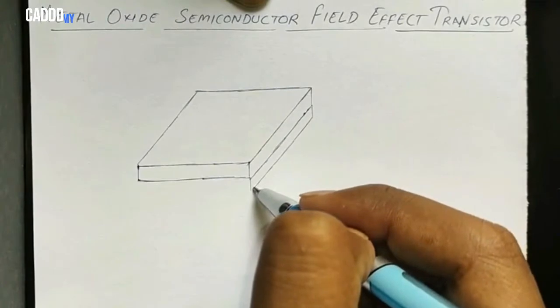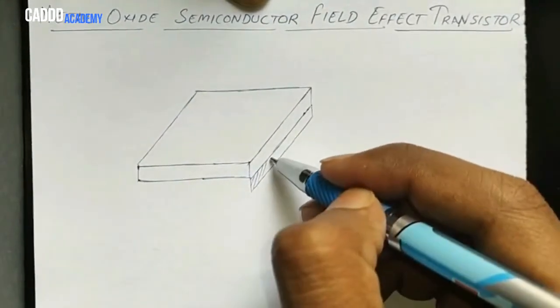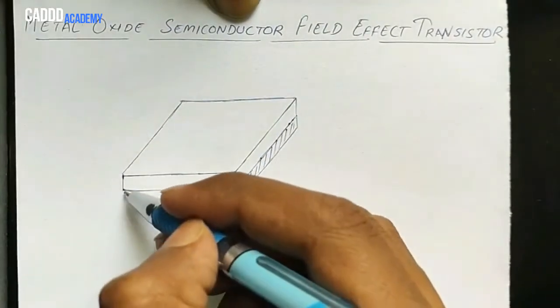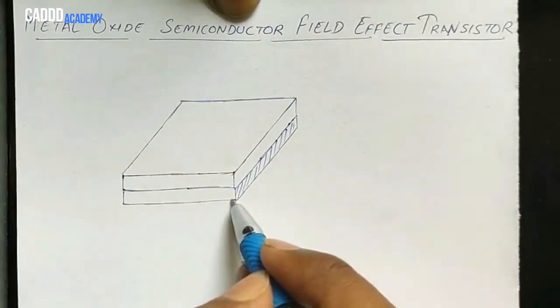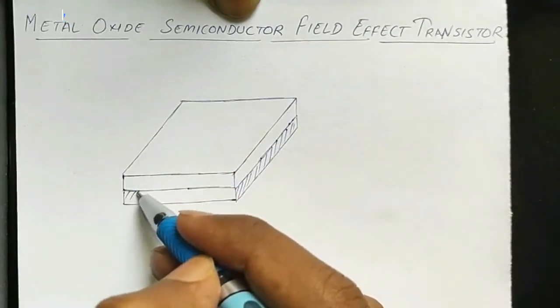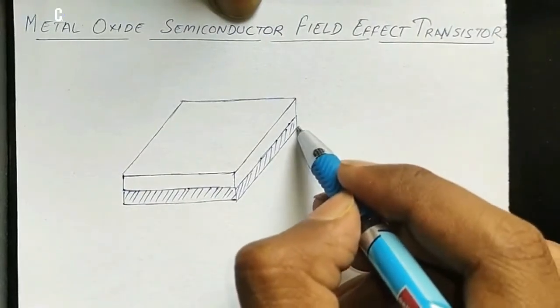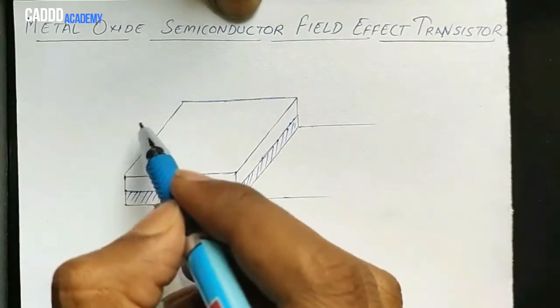So the above layer is what? Metal, and the dashed layer where I have made a shaded portion, and that is what? Silicon oxide. Now I'm drawing the base of the metal oxide semiconductor field effect transistor, basically MOSFET.